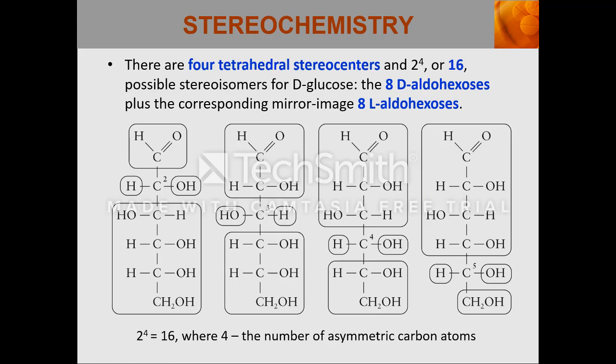Each of the monosaccharides has a corresponding mirror image enantiomer, but these L saccharides are rarely found in nature. There are 4 tetrahedral stereocenters and 16 possible stereoisomers for D-glucose. The 8 D-aldohexoses plus the corresponding mirror image 8 L-aldohexoses.